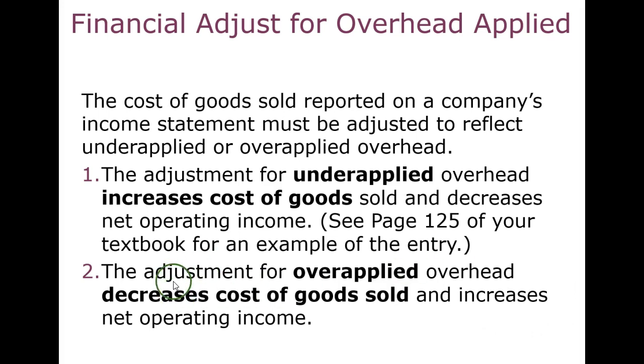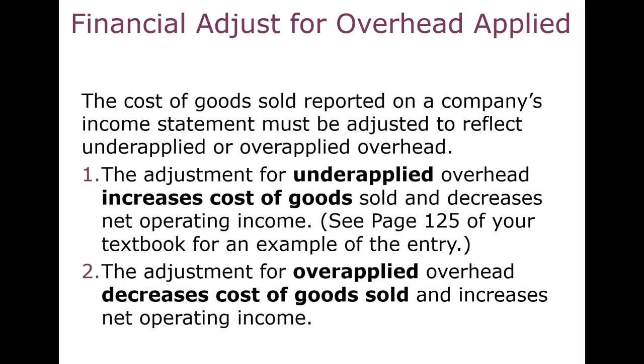Number 2, it's just opposite. And so if we over-applied overhead, we need to take some cost out of cost of goods sold. So we need to decrease cost of goods sold. So I don't have an example in the book for you for that, but it'll be just the opposite of what you would see on page 125. We would debit the manufacturing overhead account, and we would credit the cost of goods sold account. And that would have the effect of lowering cost of goods sold. Why? Because we attached too much overhead to the units as we went through the year.